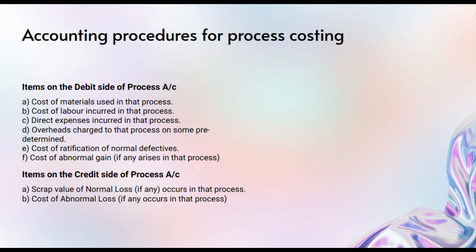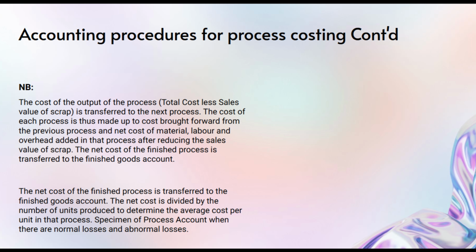While items on the credit side of process accounts include those items that are going out of the business, and these are scrap value of normal loss and cost of abnormal loss. To note, the cost of the output of the process is transferred to the next process. The cost of each process is thus made up of cost brought forward from the previous process and net cost of material, labor, and overhead added to that process after reducing the sales value of scrap.